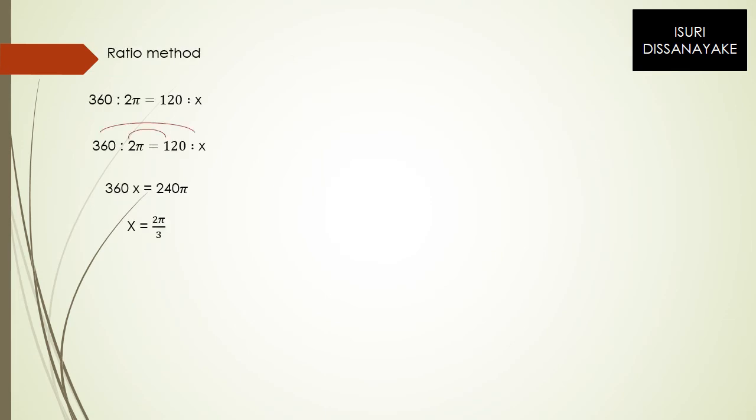Another example, we want to convert 120 degrees into radians. We can follow the ratio method. It's 360 degrees, 2 pi. Then 120 degrees is x of a radian. So what we do, we multiply the two numbers that are closer and the two numbers that are away, and we follow the ratios, and our answer is 2 pi over 3. So 120 degrees means 2 pi over 3.